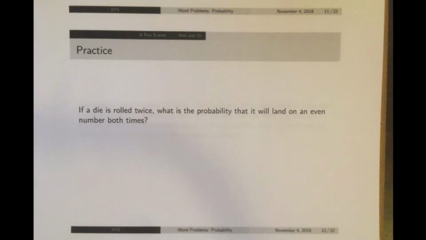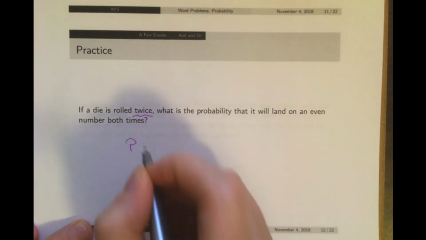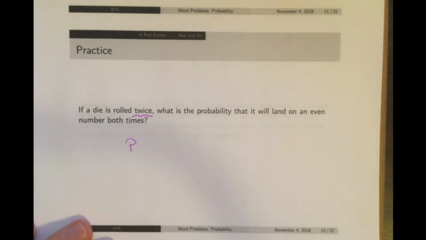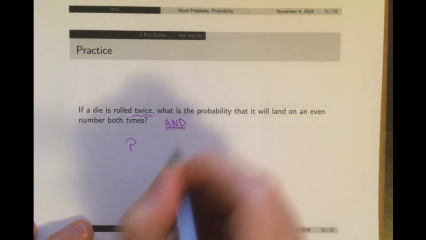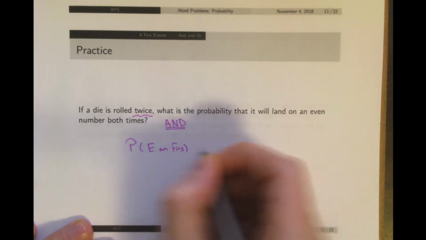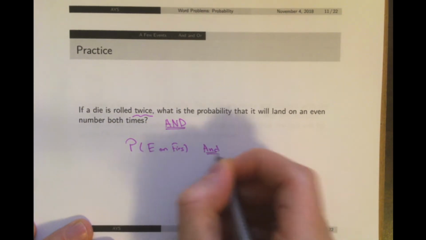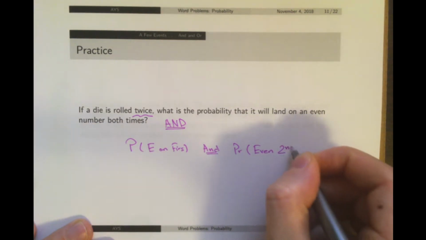Let's look at another one. If a dice is rolled twice, okay, things are getting interesting. What is the probability that it will land on an even number both times? So, probability that it will land on an even number both times. That sounds to me like an AND question. Probability of even on the first, and the probability of even on the second.